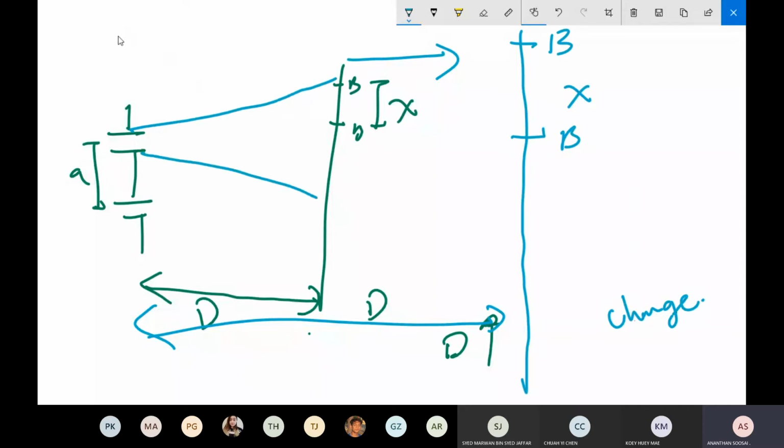Or you can check from the formula itself, lambda equals ax over D. Make the x the subject: x equals lambda D over a. So when the D increases, mathematically the x should increase. So x increases. That's the first appearance.